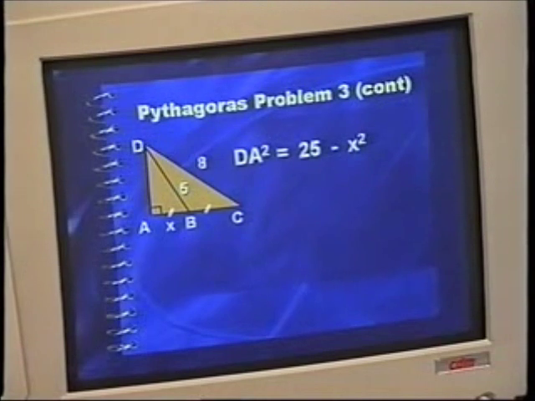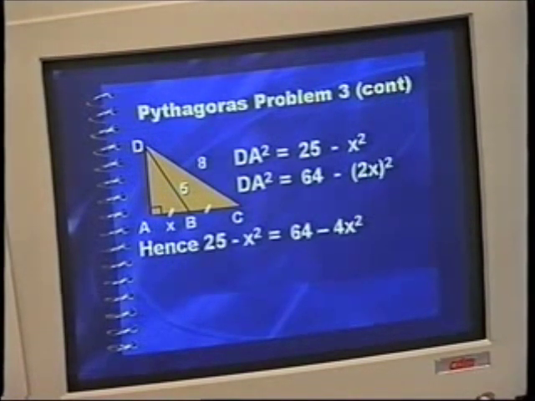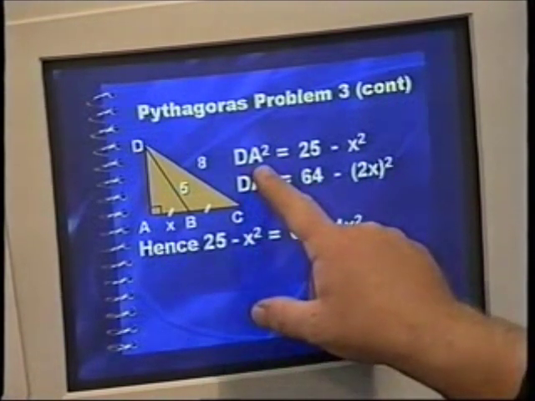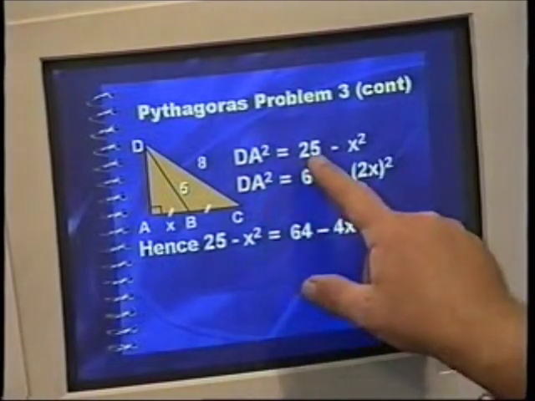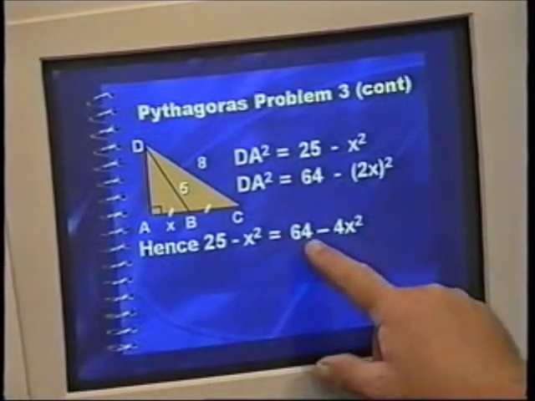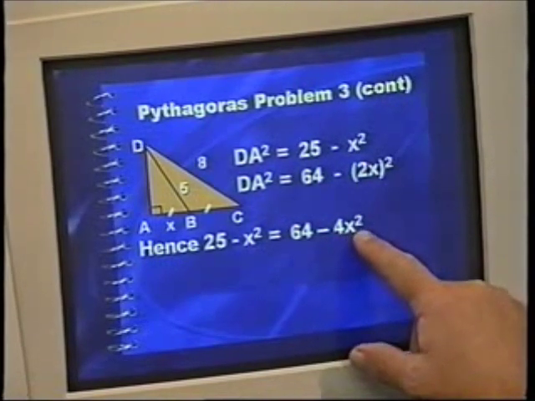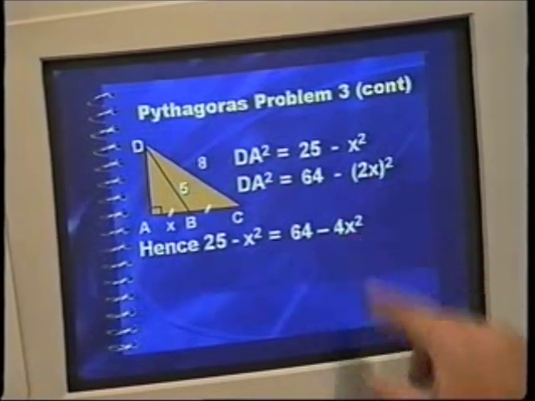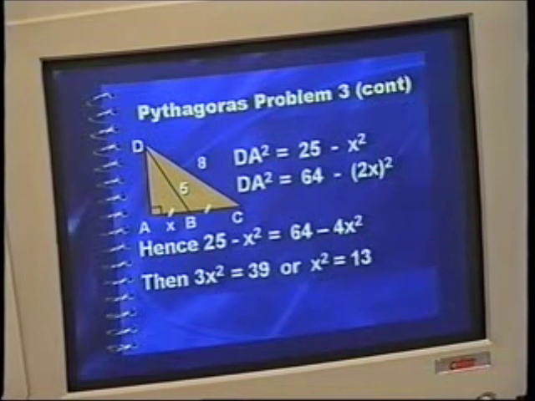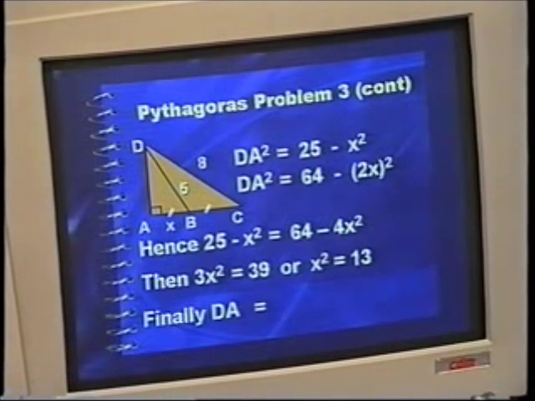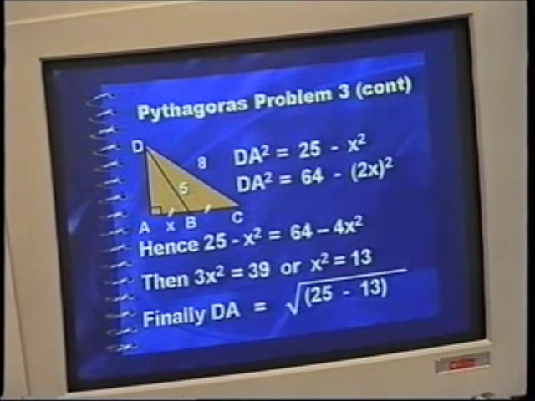When you work that out, then here we've got those two equations. DA squared must be equal to DA squared. In other words, 25 minus x squared must be equal to 64 minus 4x squared. If you square that, you get 4x squared. You have to perform some algebra. You get 3x squared as 39, x squared as 13 as a result, and then we have to take the square root to get the value for DA, and if you do that, then you finally get 3.5.